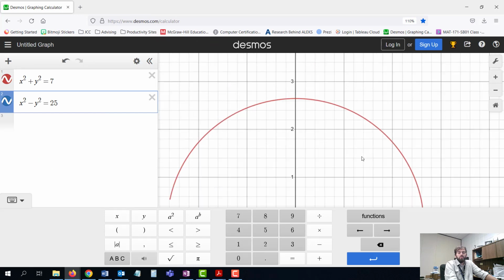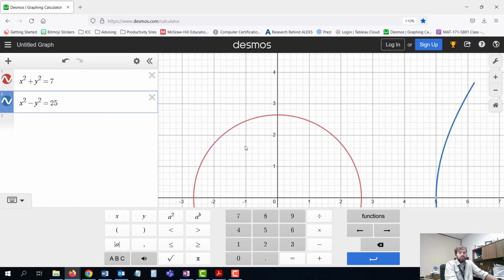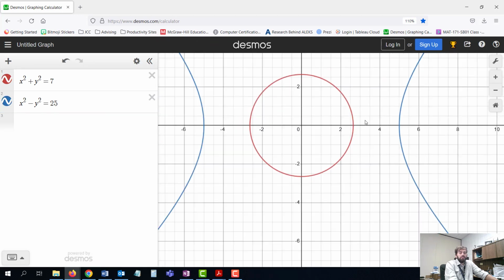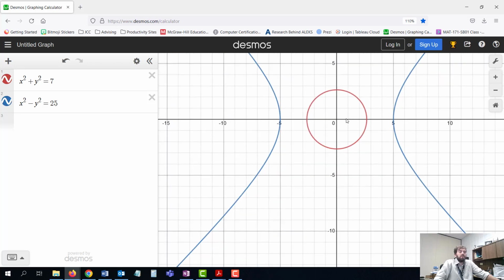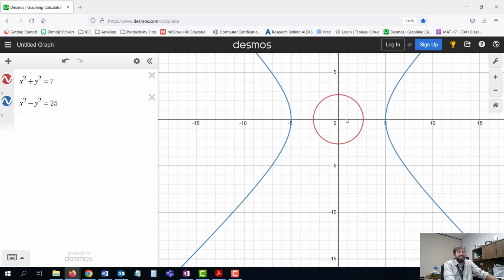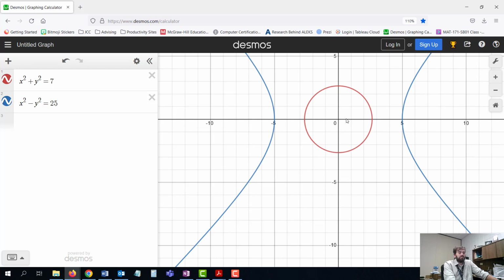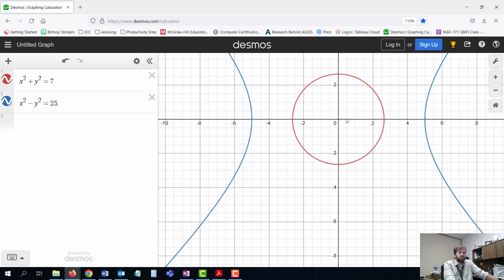And what do I have? What do you expect it to be? Well, okay. So the x squared minus y squared equals 25 is the blue line. The x squared plus y squared equals 7 is the red. And look at that, they never intersect. So if they never intersect, there are no solutions. That's exactly what we found to be the case.